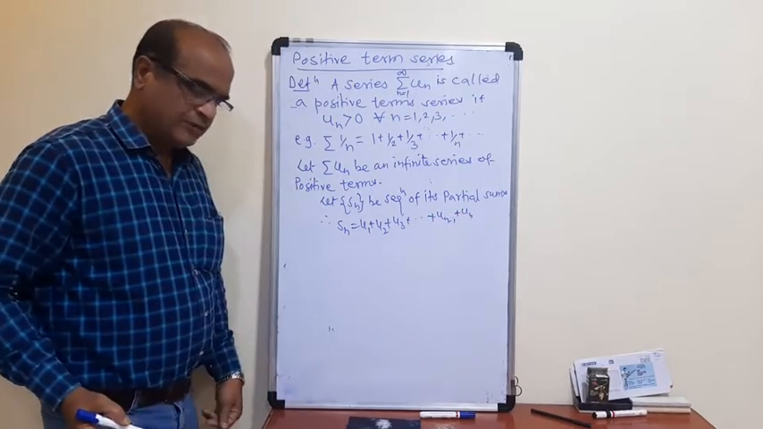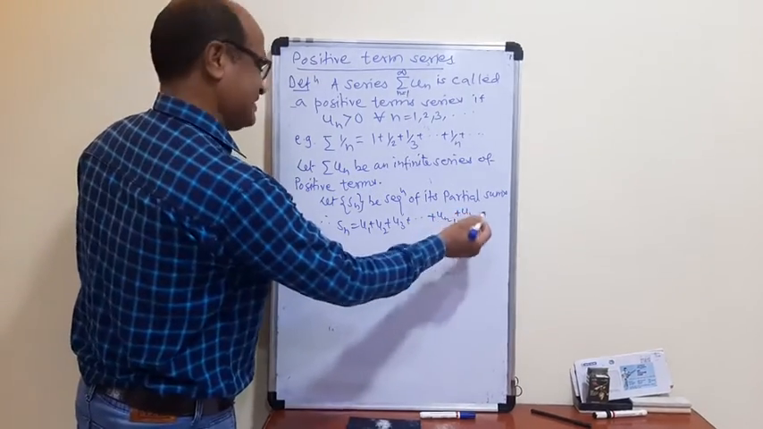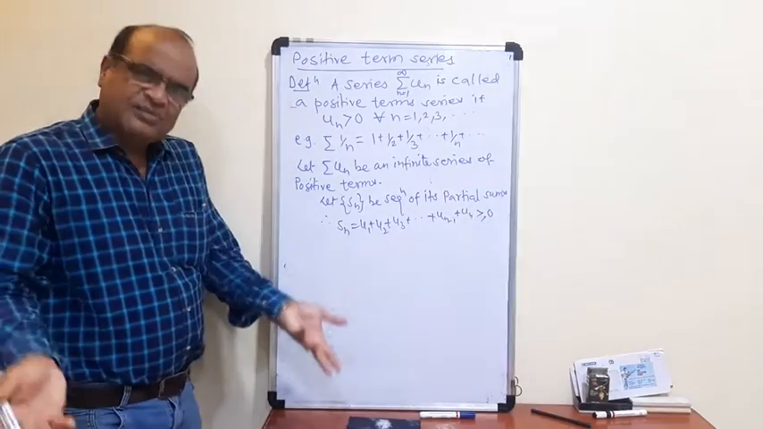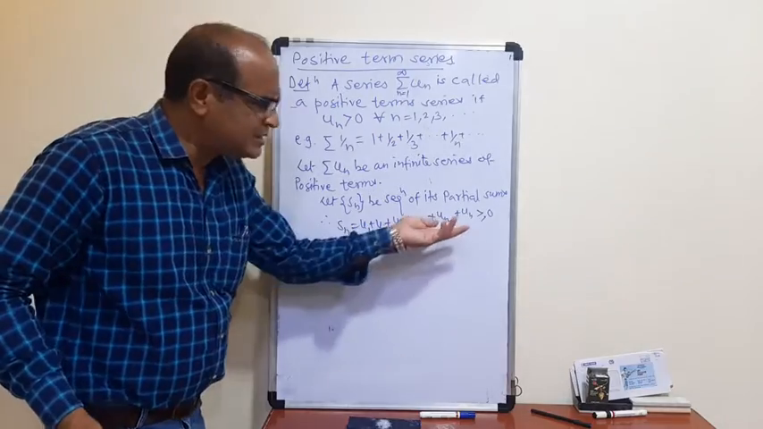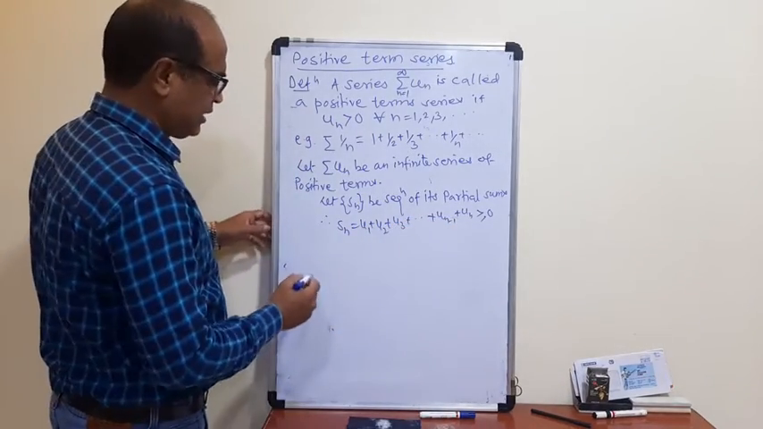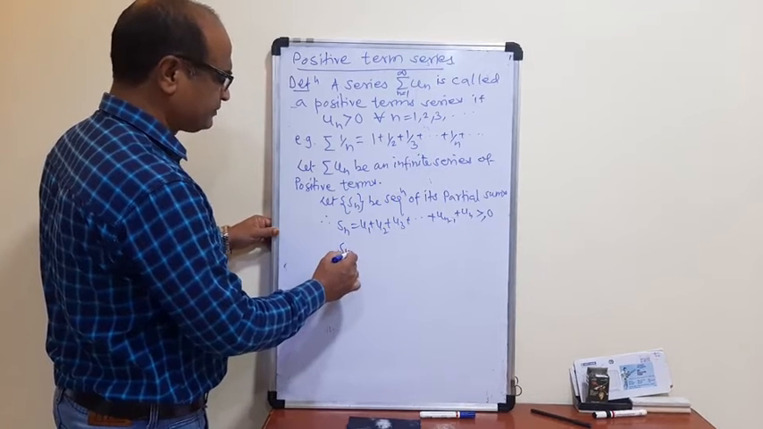So then what happened? This is greater than or equal to 0. Why? Each term is positive, so the sum is also positive. So this is greater than or equal to 0. Okay. So what is Sn minus 1?